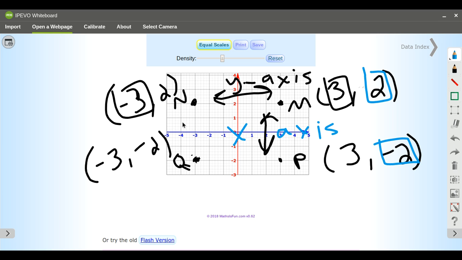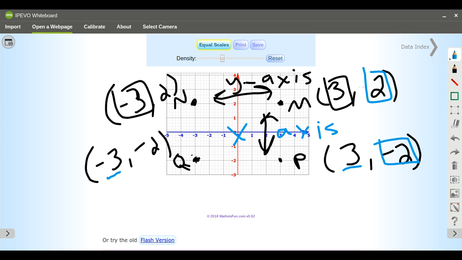So if I look at N and Q, because I'm reflected across the x-axis, the opposite coordinate is going to be my y. I have 2, -2. Here, if I look at Q and P, I'm reflecting across the y-axis, so I look at my x. So I look at the opposite of what I'm reflecting across. I have -3, 3. Those values are opposite of each other. So a reflection is going to be across the axes. I'm going to have the opposite x and then the opposite y.